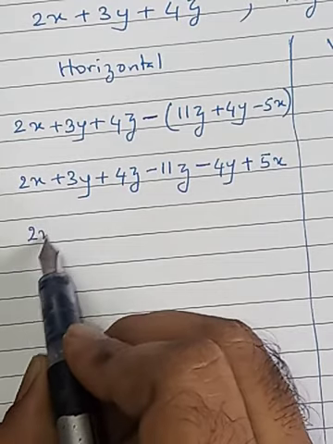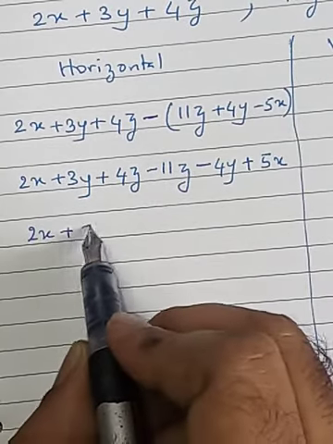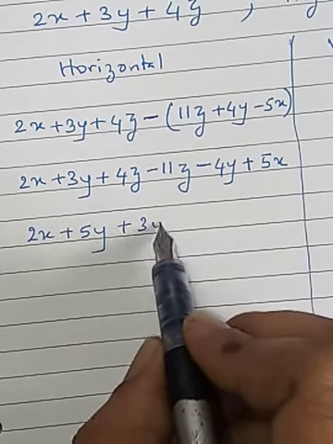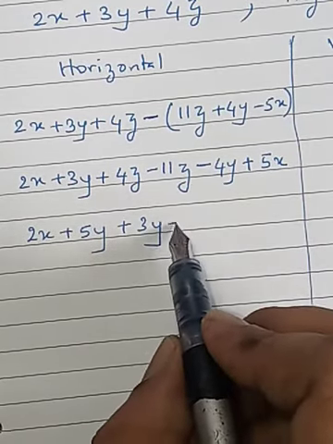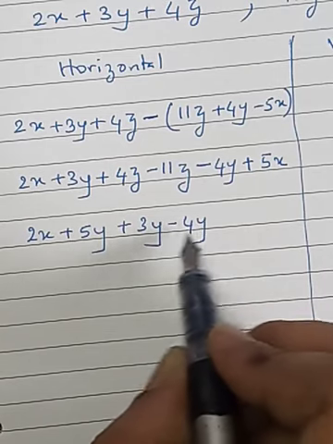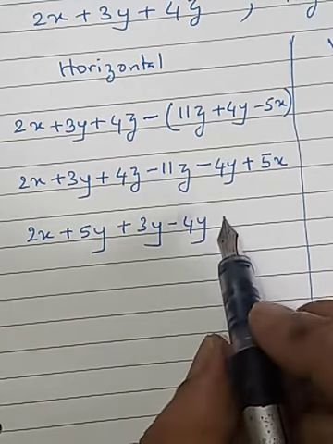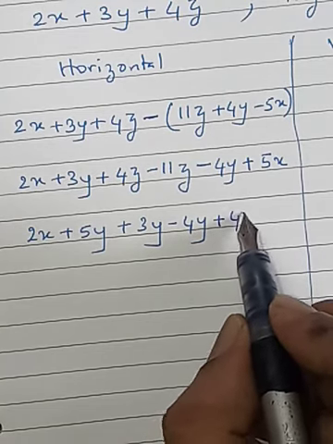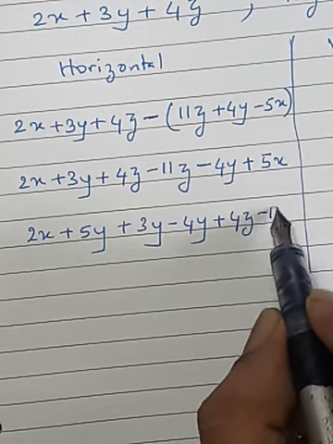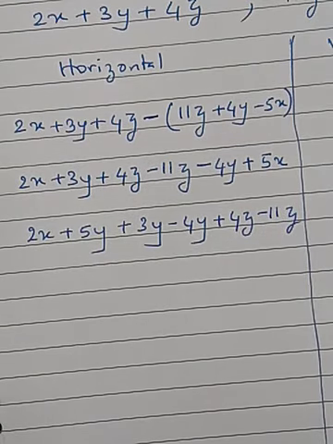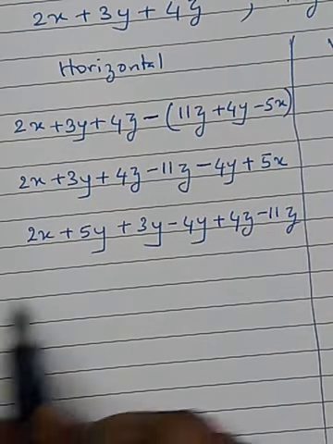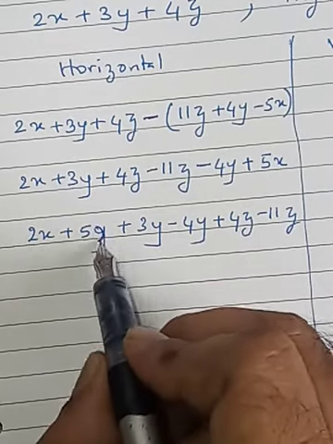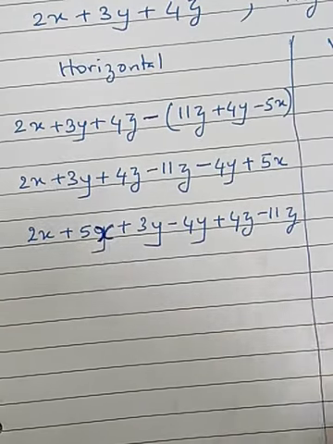So here 2x, the like term is plus 5x. Then I write the next one, 3y. The next like term is minus 4y. I have to bring them together along with their signs, as I told you before. Then here it is plus 4z minus 11z. Okay, let's look at this again. It should be 5x because it's x that has come together.